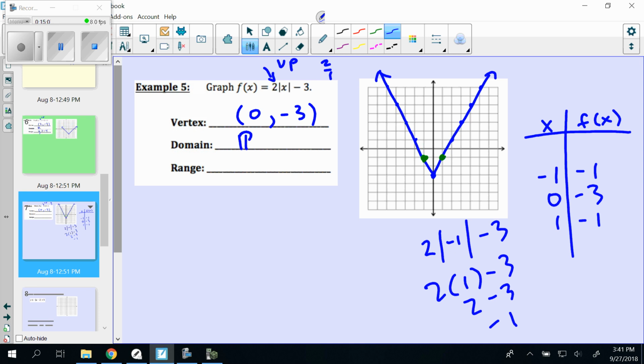Domain on this, all reals, because you can put any number still in for x there. Our range, the lowest we see is right at -3 there. So y has got to be bigger than or equal to -3.